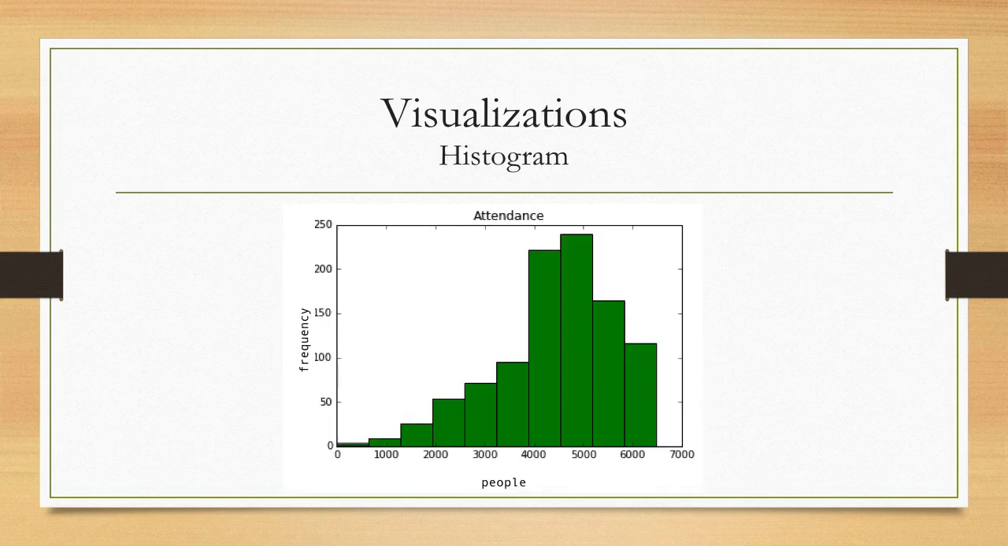The second visualization is the histogram. In this graph, we can see the frequency of attendance. We can clearly see that the highest frequency is between 4,500 and 5,000 people, but 3,900 to 4,500 people is also a high frequency. As noted in the scatter plot, there are also a few pieces that fall below 1,000 and even reach 0.